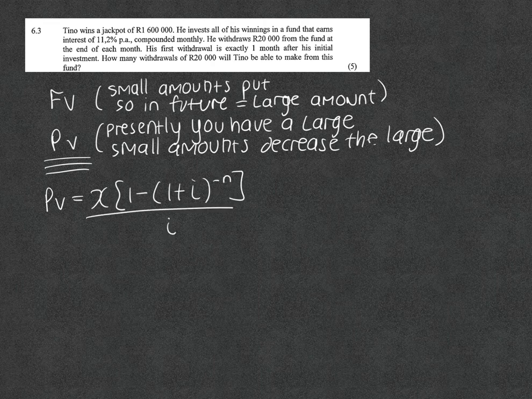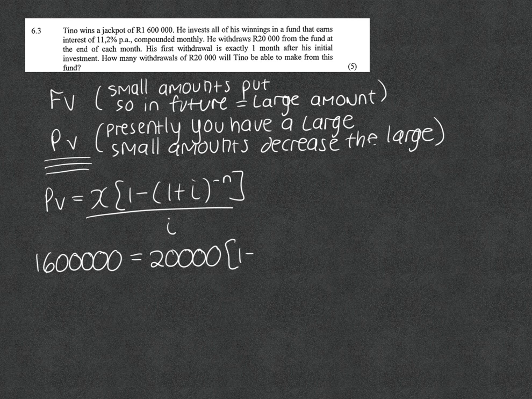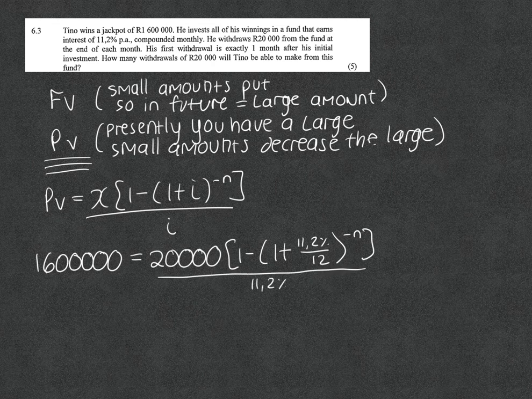Okay, so presently I have 1.6 million. I'm taking out 20,000 each month. 1 minus 1 plus, what is the interest rate I'm getting here? 11.2% monthly, to the power of minus n, which I'm trying to figure out, all over 11.2% over 12.